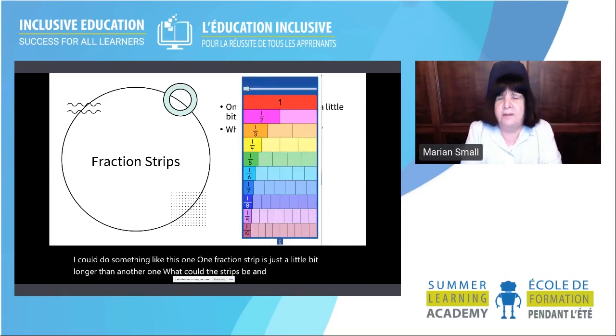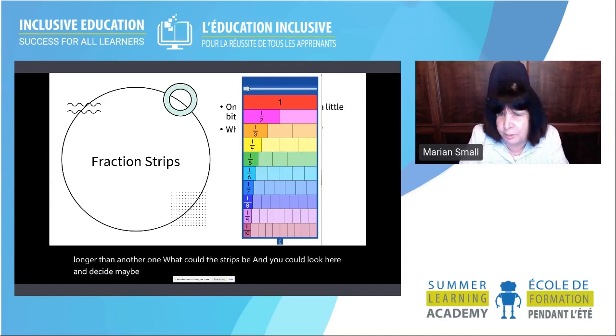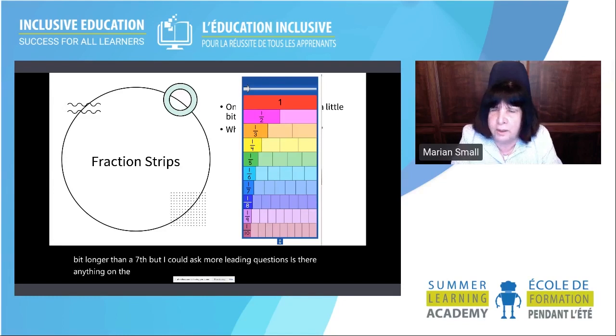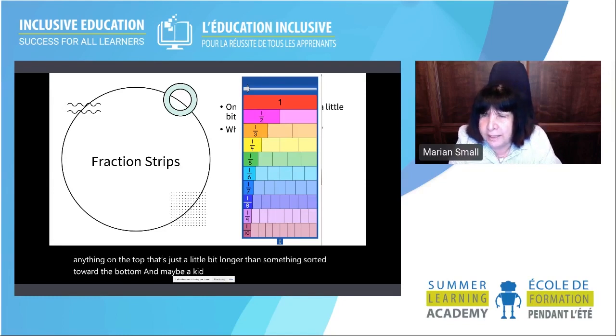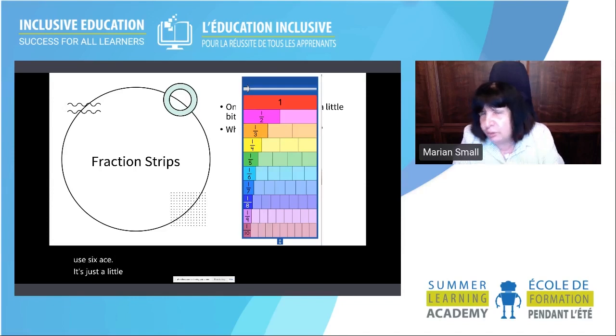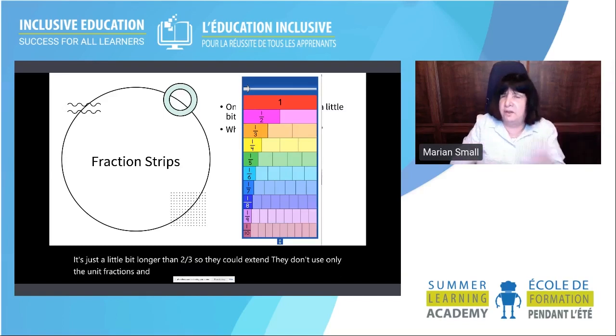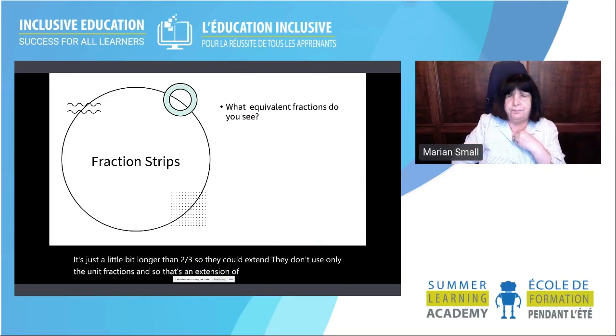And you could look here and decide maybe a quarter is just a little bit longer than a fifth, or a sixth is a little bit longer than a seventh. But I could ask more leading questions. Is there anything on the top that's just a little bit longer than something toward the bottom? And maybe a kid will look and say, well, I think if I use 6/8, it's just a little bit longer than 2/3. So they don't use only the unit fractions. And so that's an extension of what I just showed you.